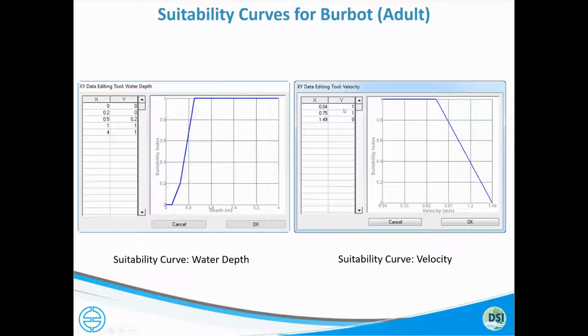But in this case, velocities up to about 0.75 are ideal habitat. But once the velocities get up to about 1.5 meters per second, essentially not ideal habitat, so 0. So this is the habitat suitability curve shown here.